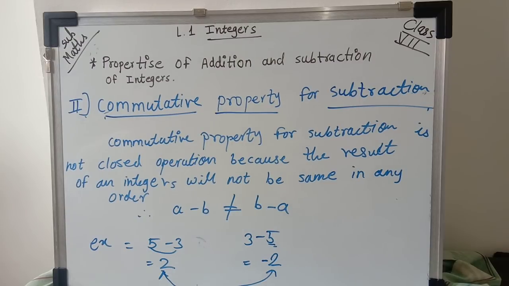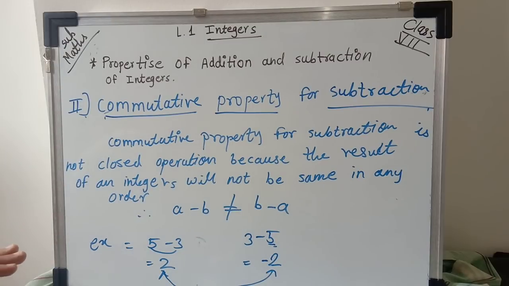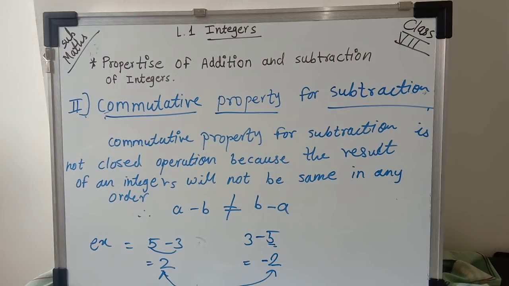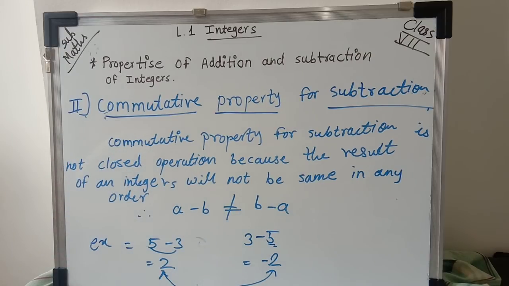So remember students, whenever you are doing the subtraction of any two integers, the commutative property is not fulfilled by the subtraction of integers. So remember the difference when you are doing addition and subtraction. The commutative property is only for addition, not for subtraction, because for subtraction we will not get the same answer after changing their order. Now let's see the third property for addition. We'll see that property for addition and then subtraction.